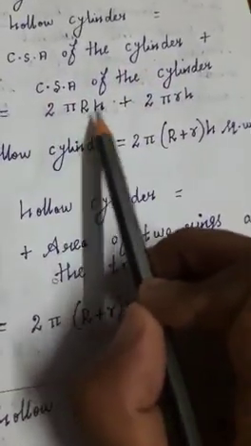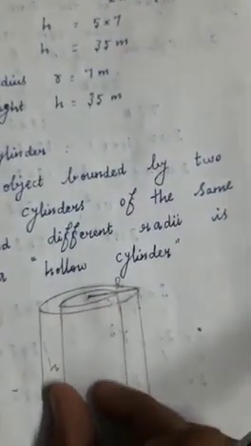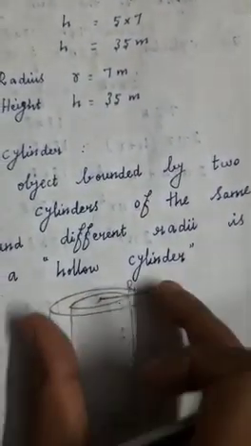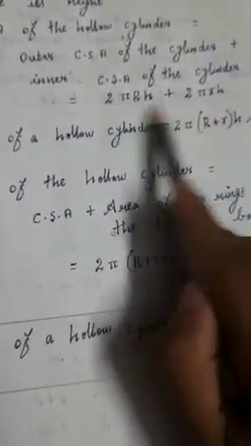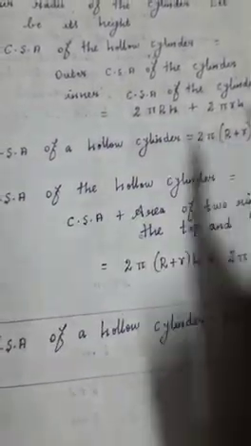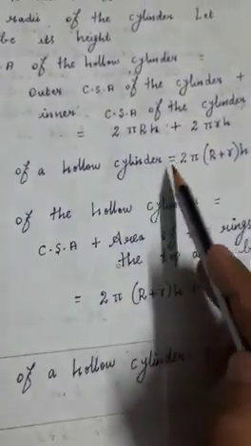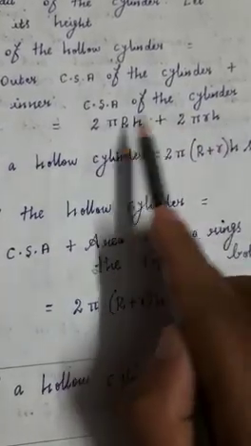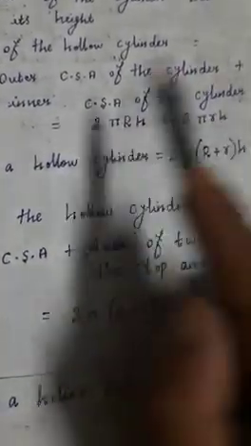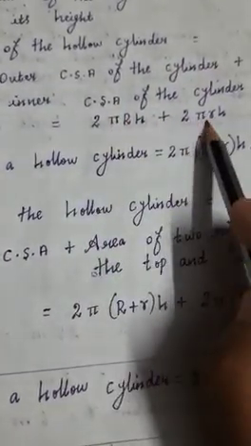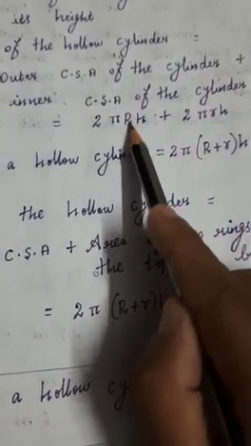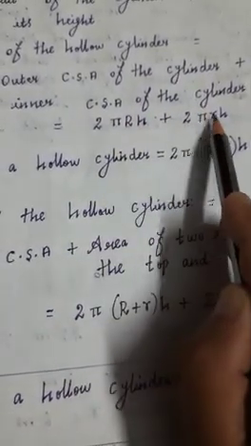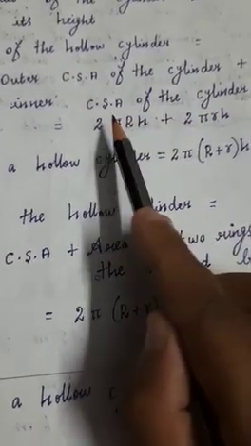So 2 pi r h, this part, plus this part, that means the CSA of this cylinder after the bigger cylinder's CSA part. If you add both, you can get the CSA of the hollow cylinder. So the CSA of a hollow cylinder is equal to, now see, this is one part, this is one part. In both parts, what is common? 2 pi. Here also you have 2 pi. Here the radius is not the same, this is capital R, this is small r, but the height is also common.